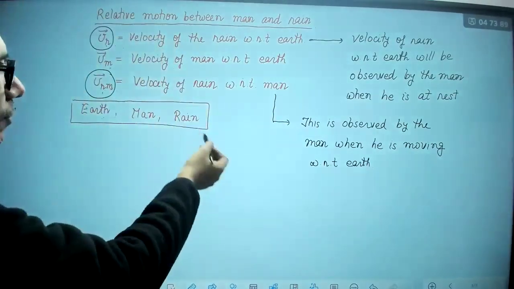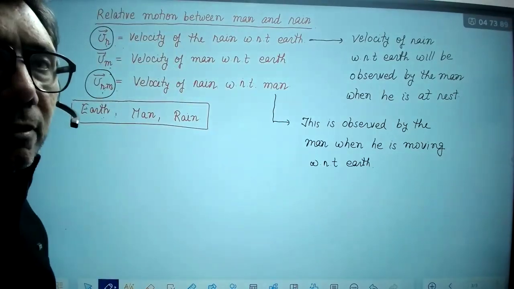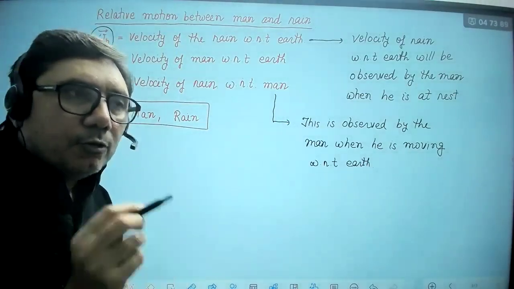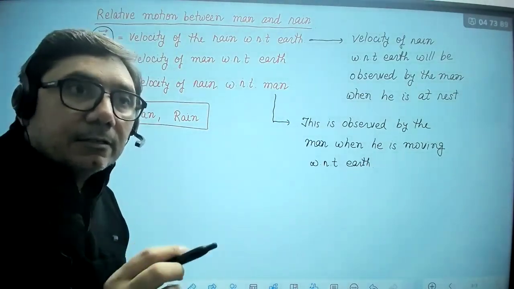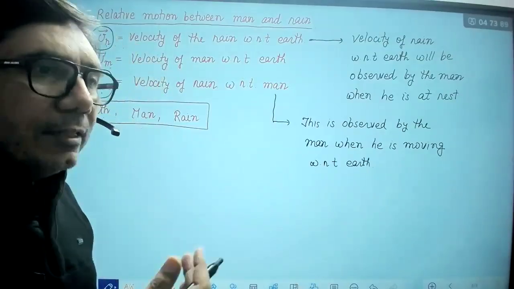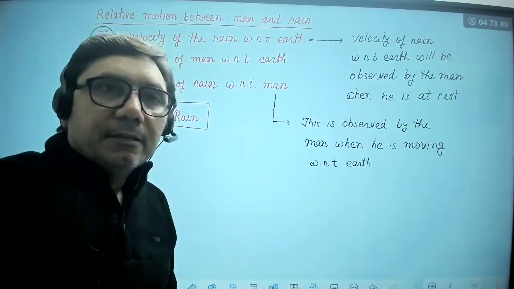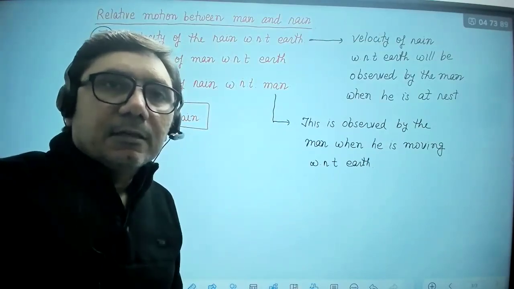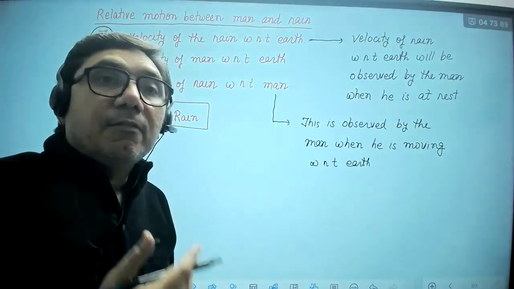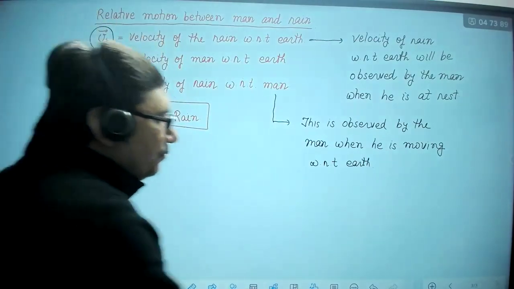So these are the important aspects before discussing this problem. So which three bodies are involved here? One is rain, rainwater that is falling. Second, observer who is moving. Third, earth on which this person is moving. So these three bodies are involved. When the person is at rest, he will observe the velocity of the rain with respect to earth. Second, when he is moving, he is observing velocity of the rain with respect to man. Is it clear up to this point?